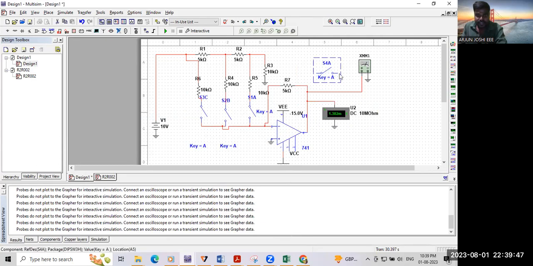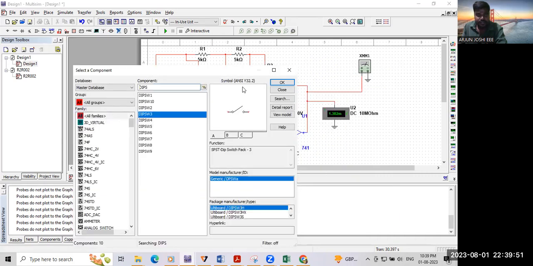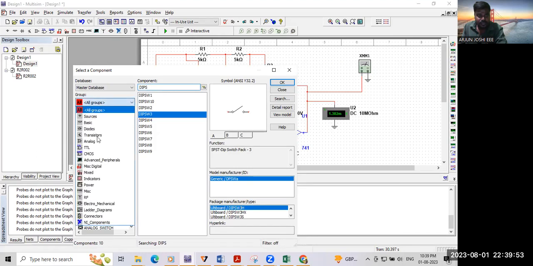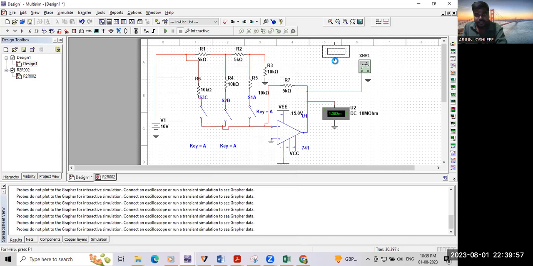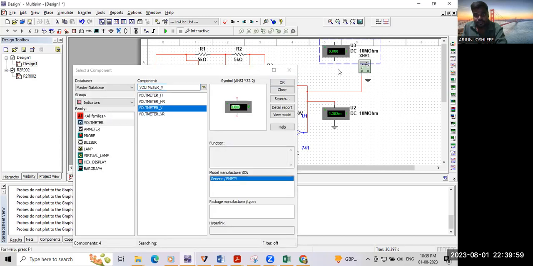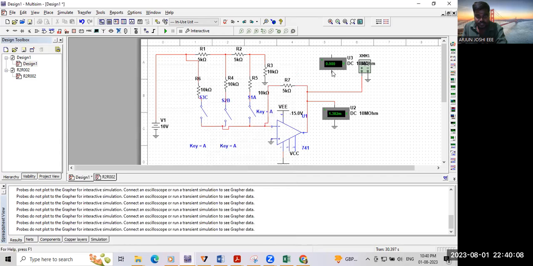And then what is the other extra component here? The multimeter. How to select it? Go to all groups or indicators, and select this voltmeter. Connect this terminal to ground, and this terminal to the output. This is a very simple combination.